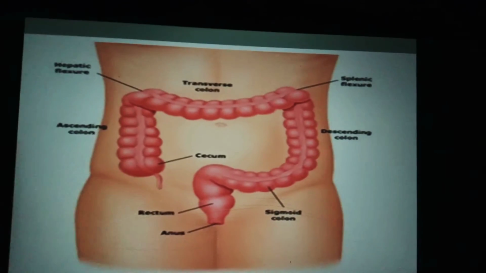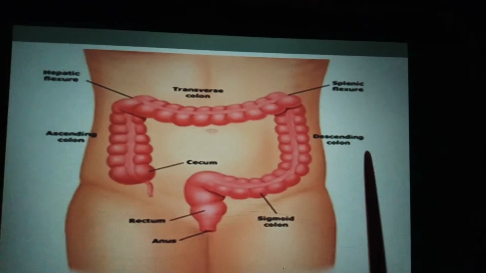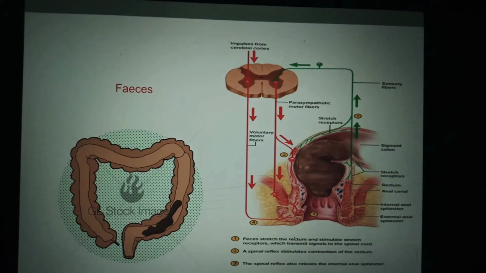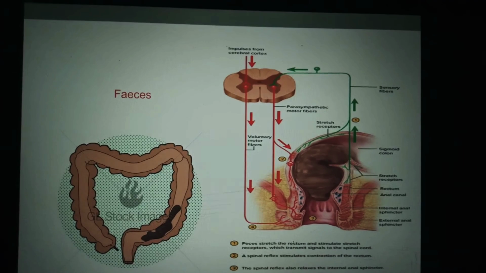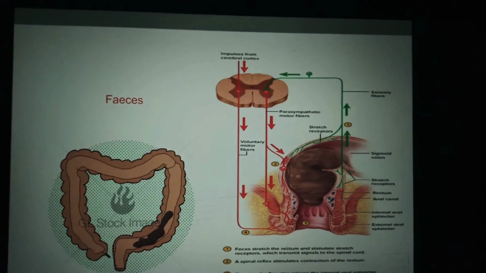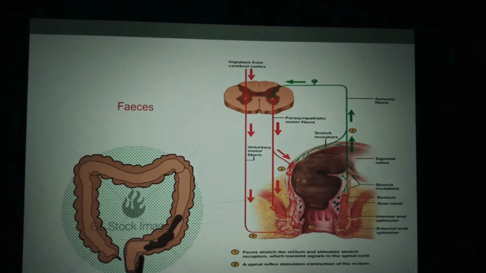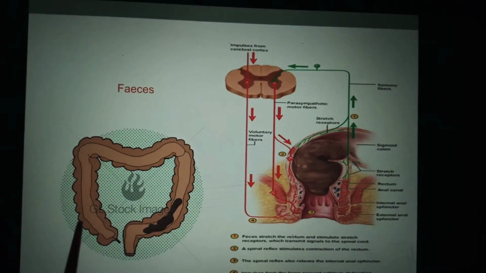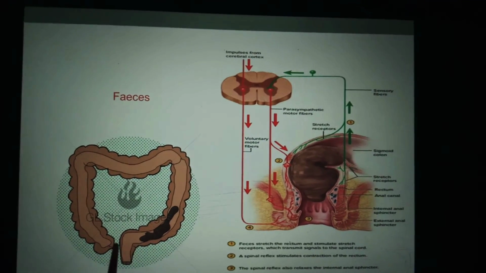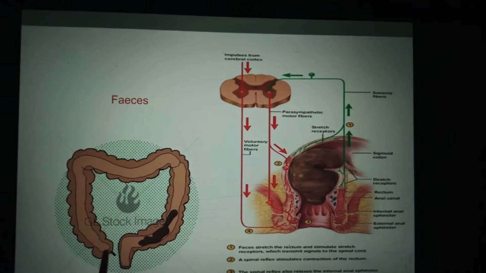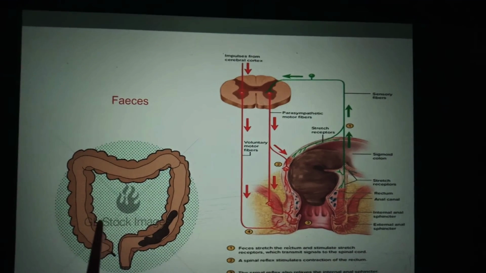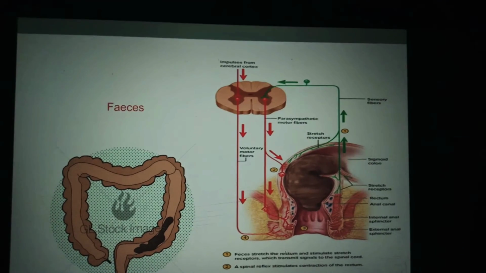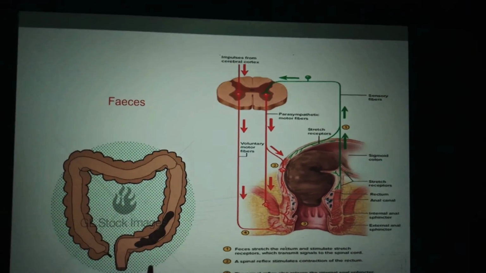From the colon, water is absorbed into the blood. As water is absorbed into the blood, the solid remains of food are called feces. So here is feces. Feces mainly consists of undigested material, a large number of bacteria, and the detached particles of cells of the alimentary canal. Bile pigments and water are also parts of feces.